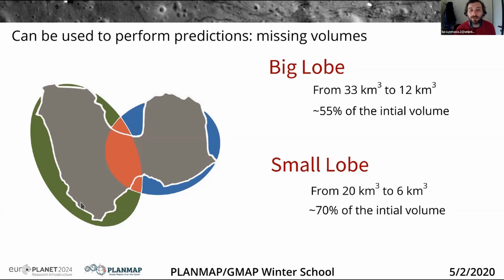So extrapolating the information we know on the surface to extend it where we don't know anything about that. So inside and outside the 3D model. And if you do this little trick, you end up with estimates, for example, that in the case of the big lobe, we lost somewhere between, let's say, 50% of the initial volume of the cometary body. In the case of the small lobe, we are around 70% of the initial volume.